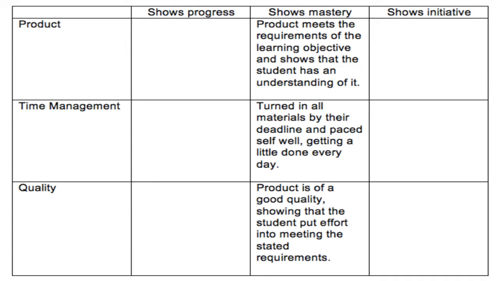So maybe when it says turned in all materials by the deadline and pace self well, getting a little done every day, showing initiative with their time management might be that they're getting done early and then adding on other work that they can add to make it better. That would be showing initiative. And then, of course, for the student who maybe is not where they need to be quite yet to determine mastery, you have a way that you can show progress. So as the teacher, you would put notes in this showing initiative part or the showing progress part if a student falls into that. And that would be written feedback for them. And then you would also want to go over it with them so that they understand where they fell on that particular rubric.